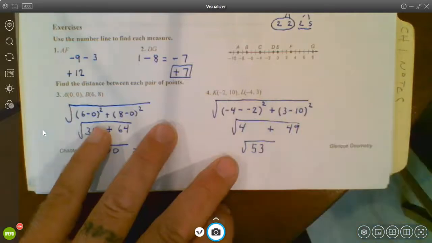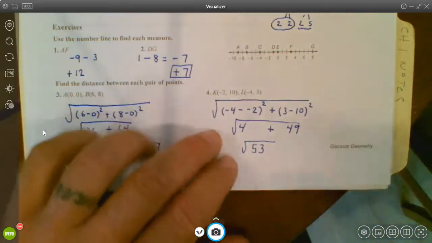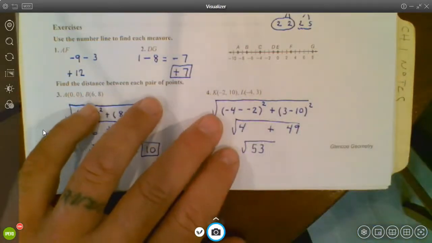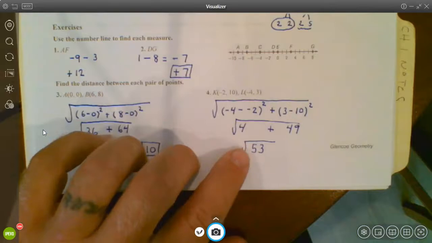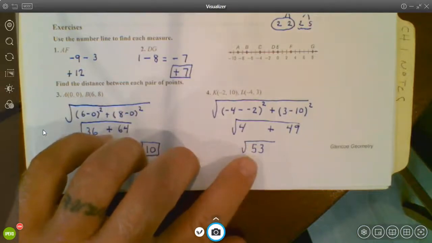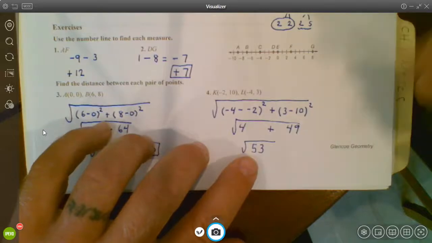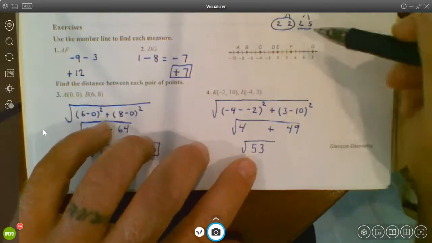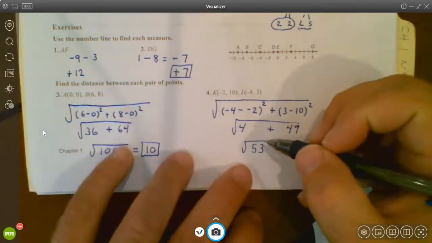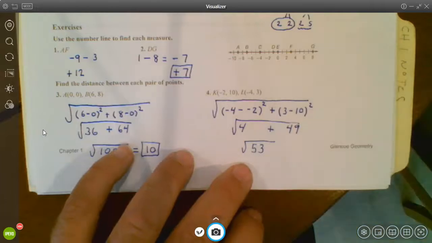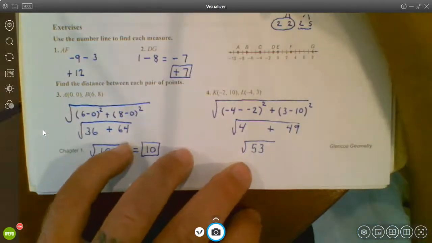So that would work as our answer. If the directions said write your answer to the nearest tenth, I would type that into a calculator. If it doesn't, go ahead and leave it as a radical. And this one cannot be simplified. If you were to try to do a factor tree on it like I did up here, you would find that it cannot be broken down. 53 is a prime number, so that's as far as it goes. So let me flip.